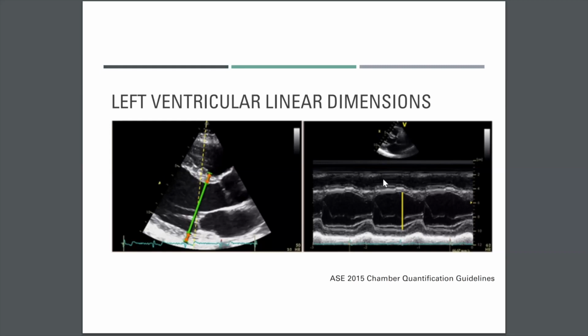And the other way we can do it is through M mode. So again, this is M mode through the LV using the parasternal long axis. This is easy to perform as well, and again gives us a rough estimation of the LV size. But the problem with M mode is that we may not be exactly perpendicular to the LV, so it can lead to over or underestimation.